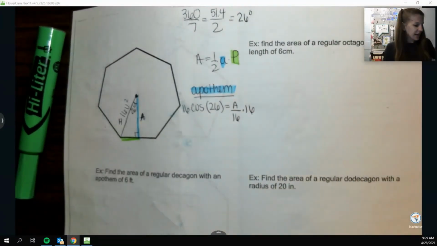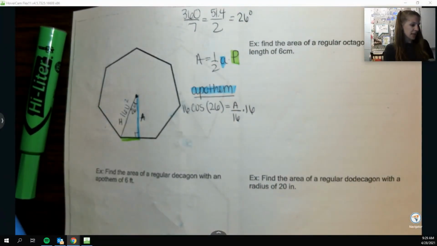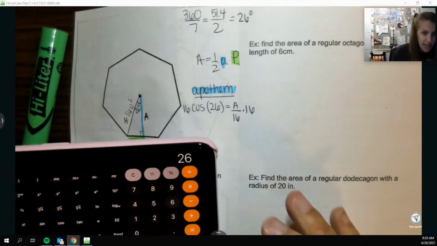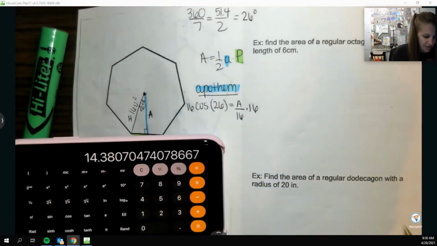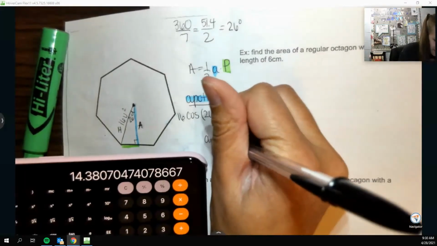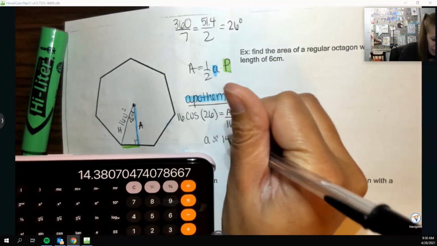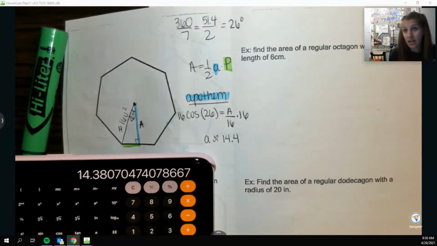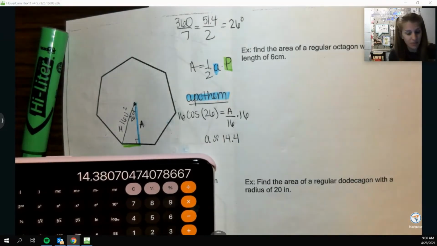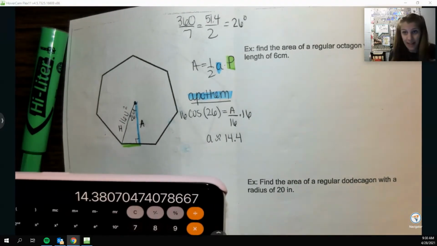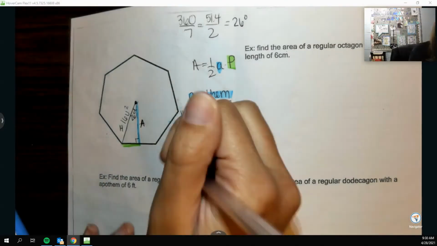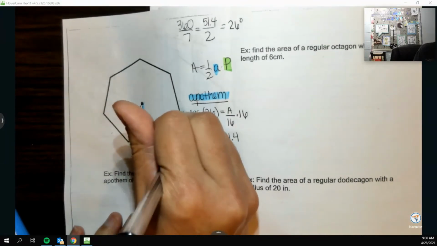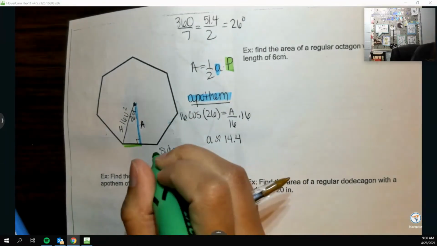And so now I need my calculator to tell me how much that is. And we're going to do 26 cosine and then multiply by 16. So my apothem is approximately 14.4. It's already a crapshoot of rounding. I'm just going to round. I'm halfway there. Next, I need to find the side length to help me find the perimeter.